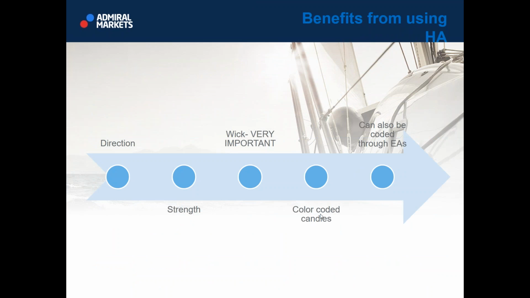So the benefit from using Heiken Ashi is not just direction. You probably know that direction is clearly confirmed by the color of Heiken Ashi. But also we have strength, we have wicks, and all Heiken Ashi candles are usually color coded. And that code can go through an Expert Advisor, so you can automate your strategy also.